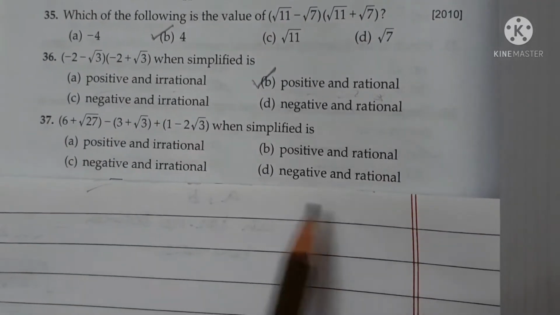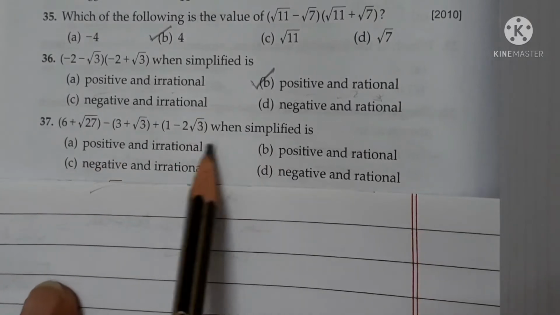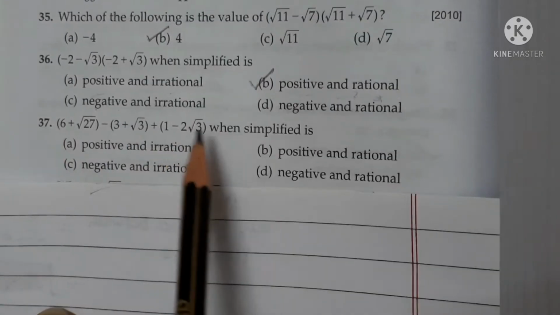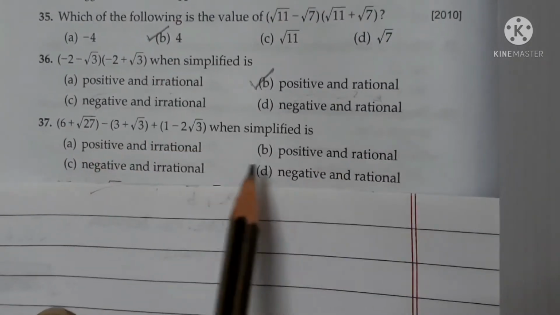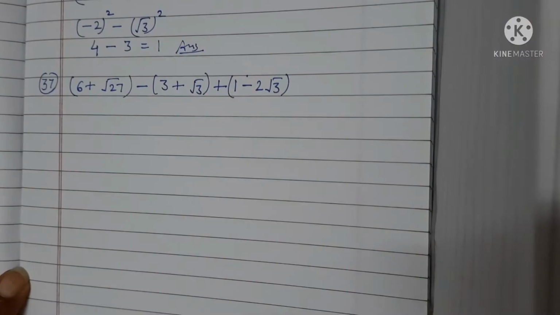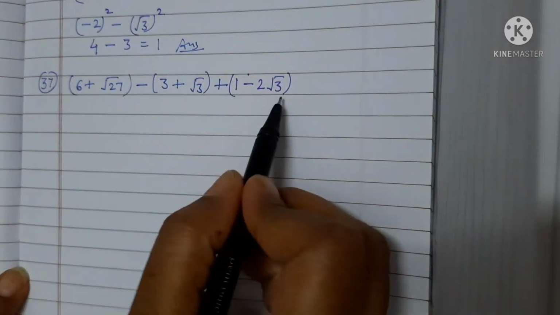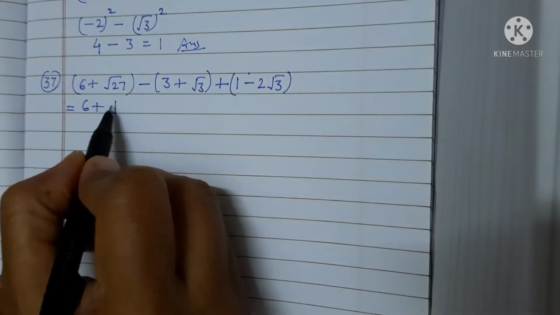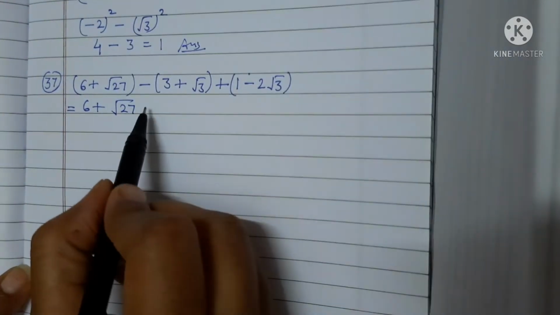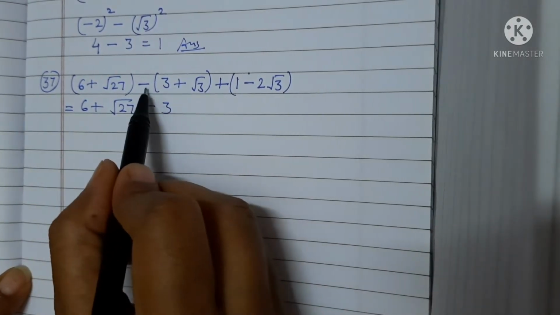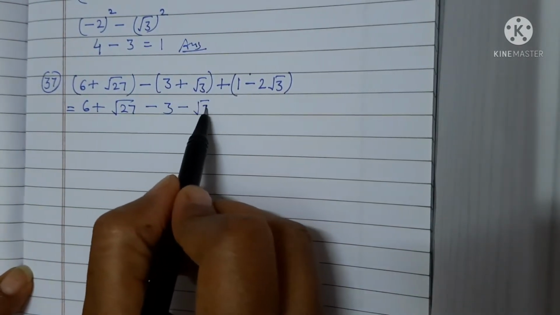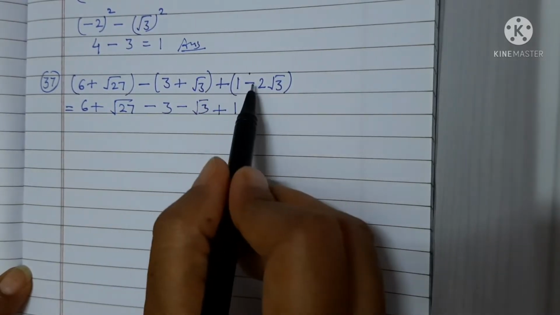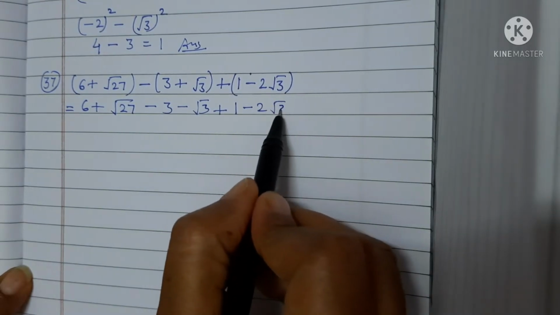It is not the same, but here you have to simplify. So first you simplify, then tally the answer from the 4 options. First you open the bracket. This thing is equal to 6 plus √27 minus 3 minus √3. Multiply this, minus times plus, plus 1 minus 2√3.